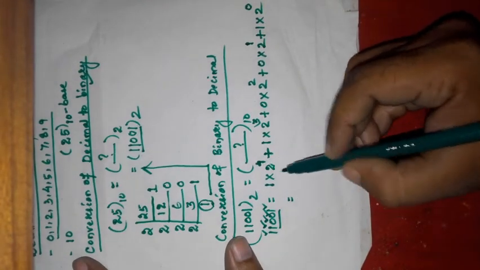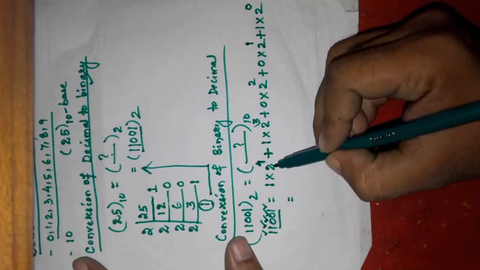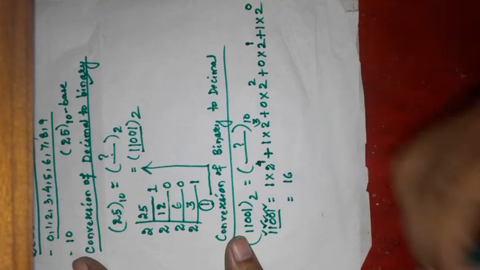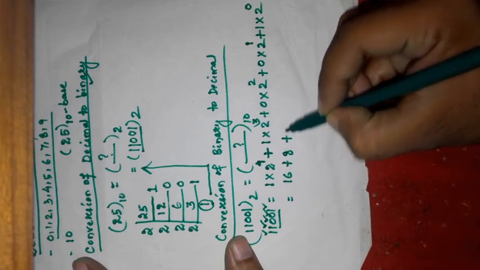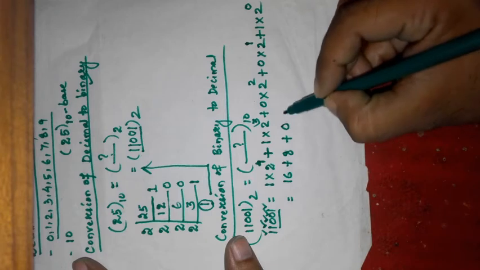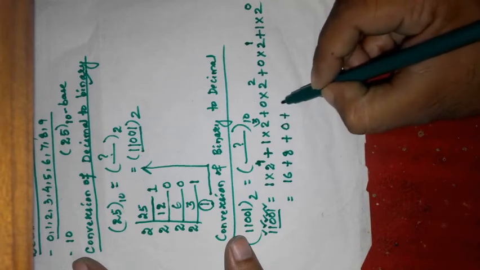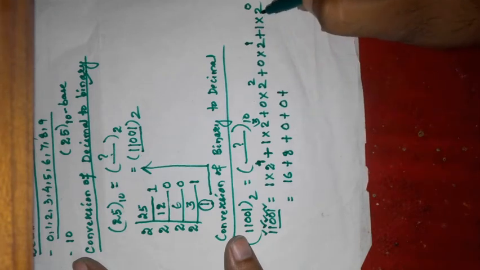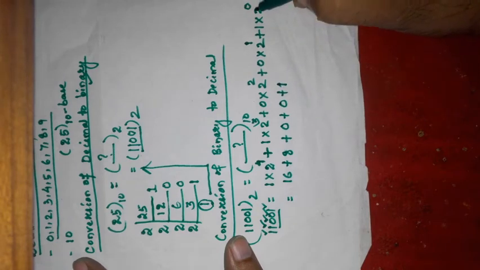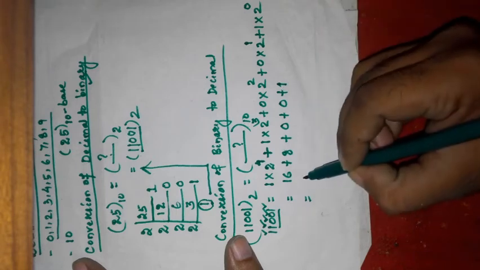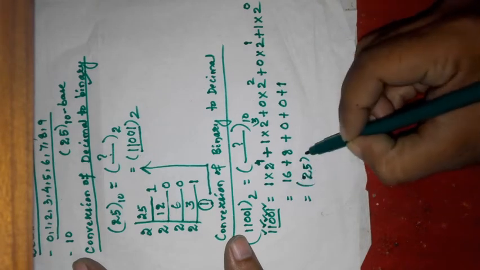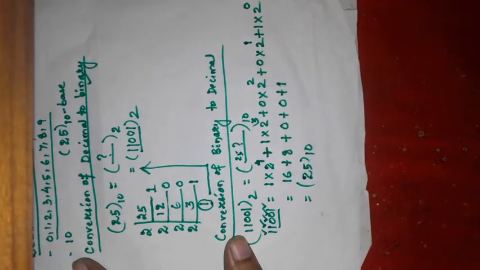1 into 2 to the power 4, 16, plus 1 into 2 to the power 3, 8, plus 0 into 2 to the power 2, 0, plus 0 into 2 to the power 1, 0, plus 1 into 2 to the power 0 equal to 1. Why? Because any number to the power 0 equal to 1. So 16 plus 8, 24 plus 1 equal to 25. So your answer is 25.